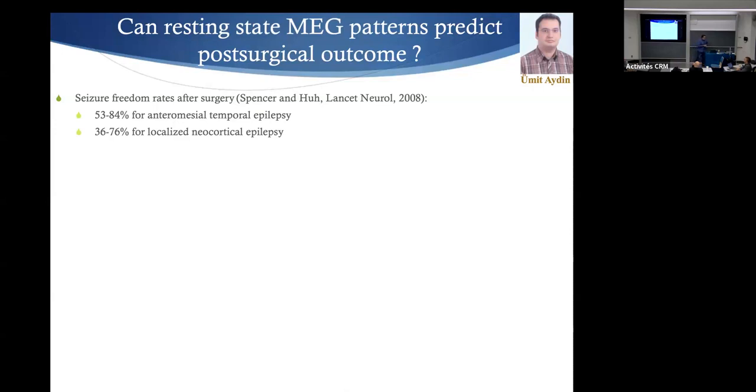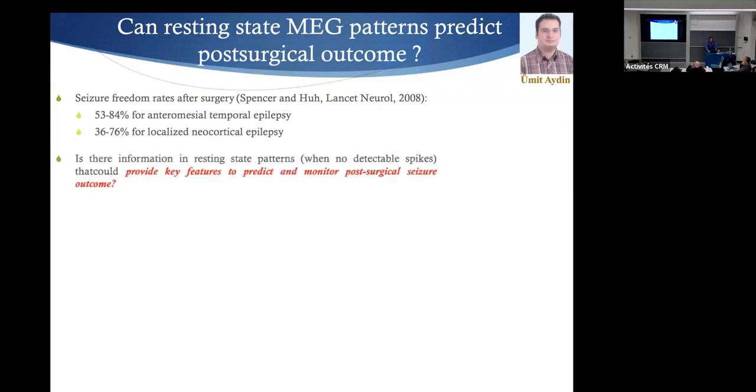And so in this study that we did with Umit Aydin, we wanted to assess whether we have patterns of resting state connectivity that could allow us to predict surgical outcome. It's a huge problem in epilepsy because even if we are improving our presurgical mapping, still many patients are not seizure-free after surgery: 53 to 80% for temporal mesial epilepsy and 30 to 76% in neocortical epilepsy. So are there markers that could allow us to find out some procedure?